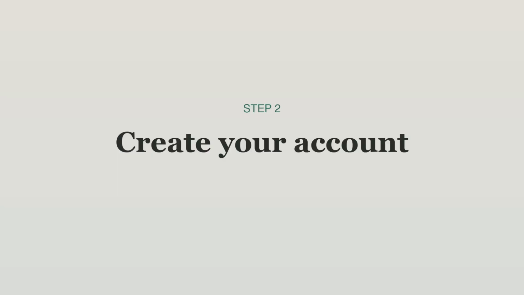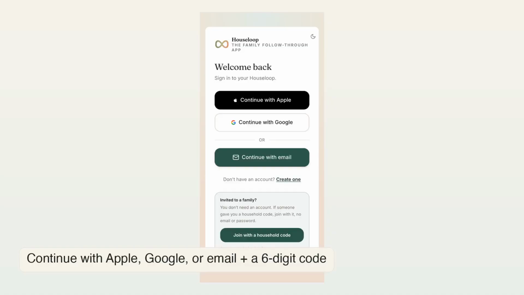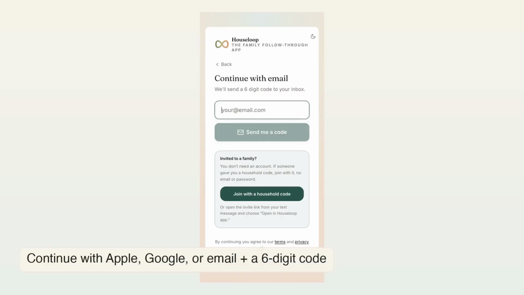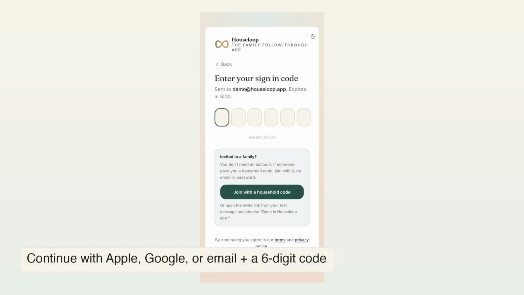Open the app and you'll see 3 ways in. Continue with Apple uses the Apple ID already on your phone. 1 tap and you're done. Continue with Google does the same with your Google account. Or tap Continue with email. Type your email address and Houseloop sends you a 6-digit code. Type the code in and you're signed in. Notice what you didn't do. You never created a password, so there's no password to forget.